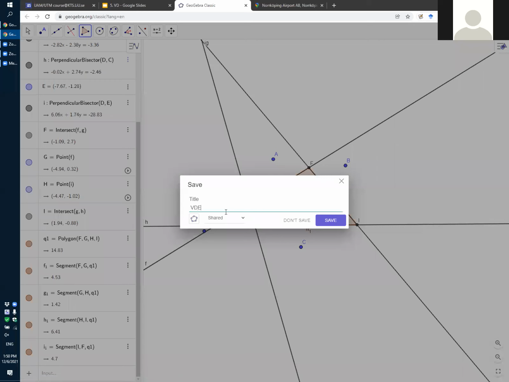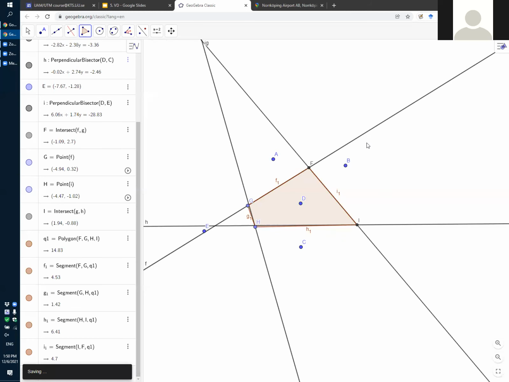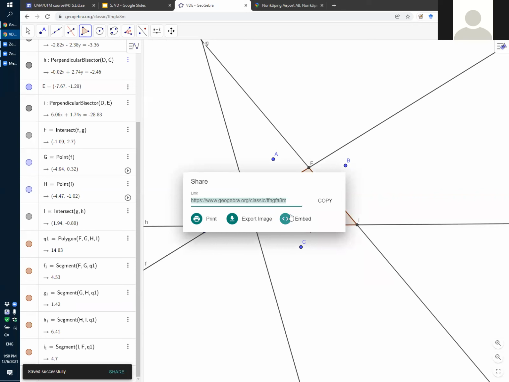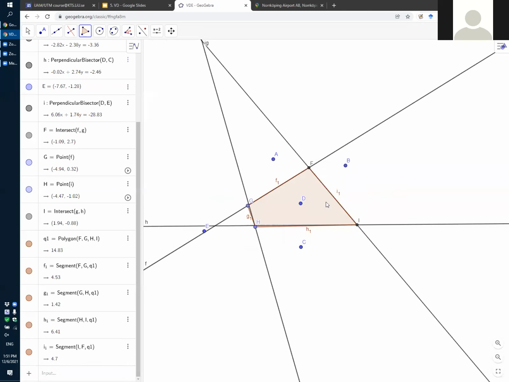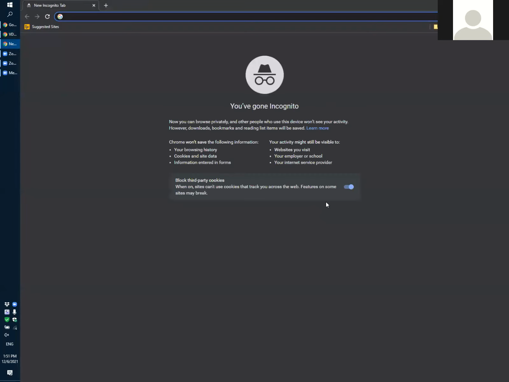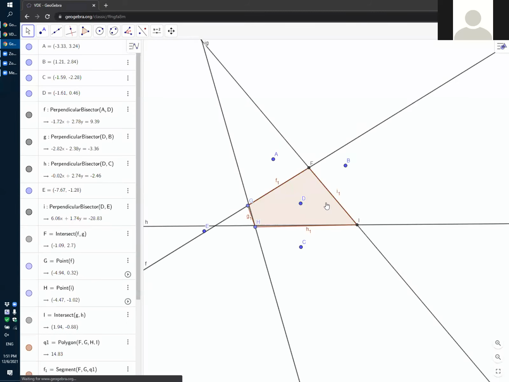Well, you have to give the name to it, Voronoi diagram of E. And yes, you can have it private or shared. And so you save it. Now that it has the name, it also gives you the link to your drawing. You can copy the link, and I will now open it in the incognito tab. So I'm not logged in, but if everything goes right, then I will see the same thing right here. So this is how you share your GeoGebra drawing.